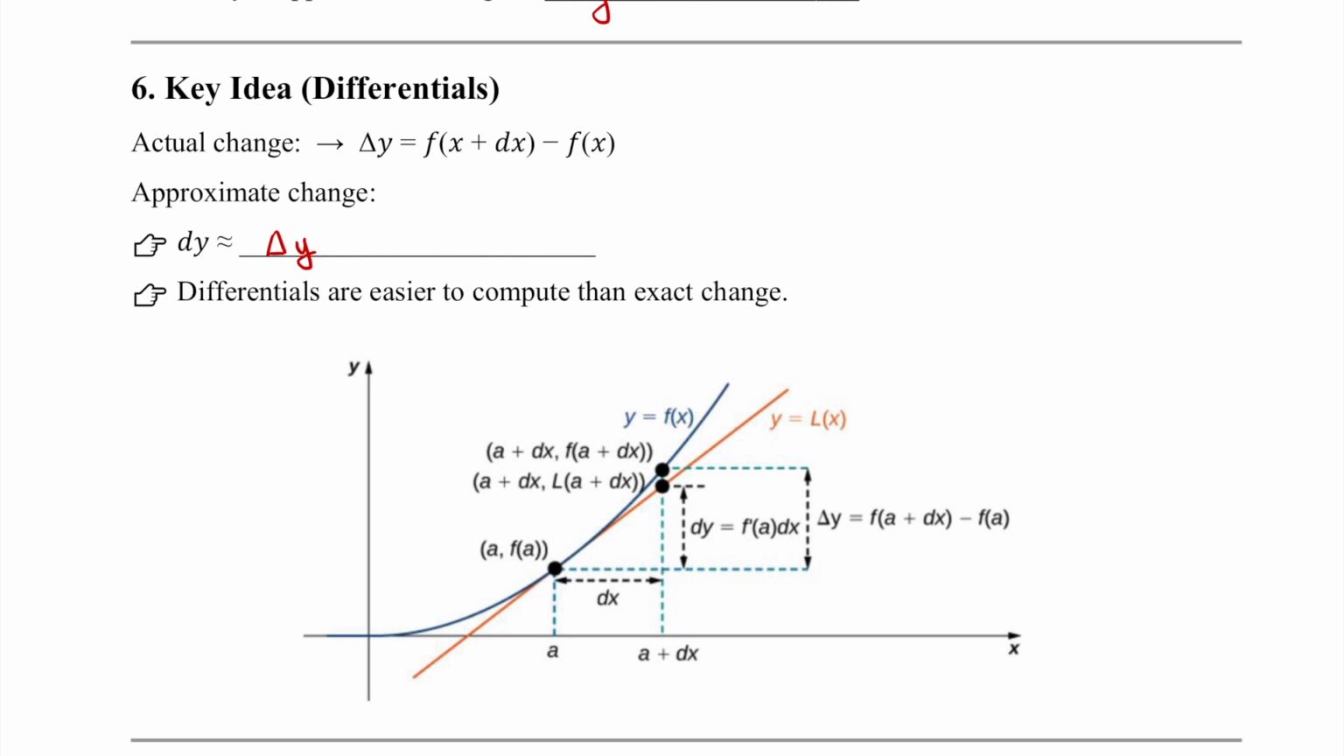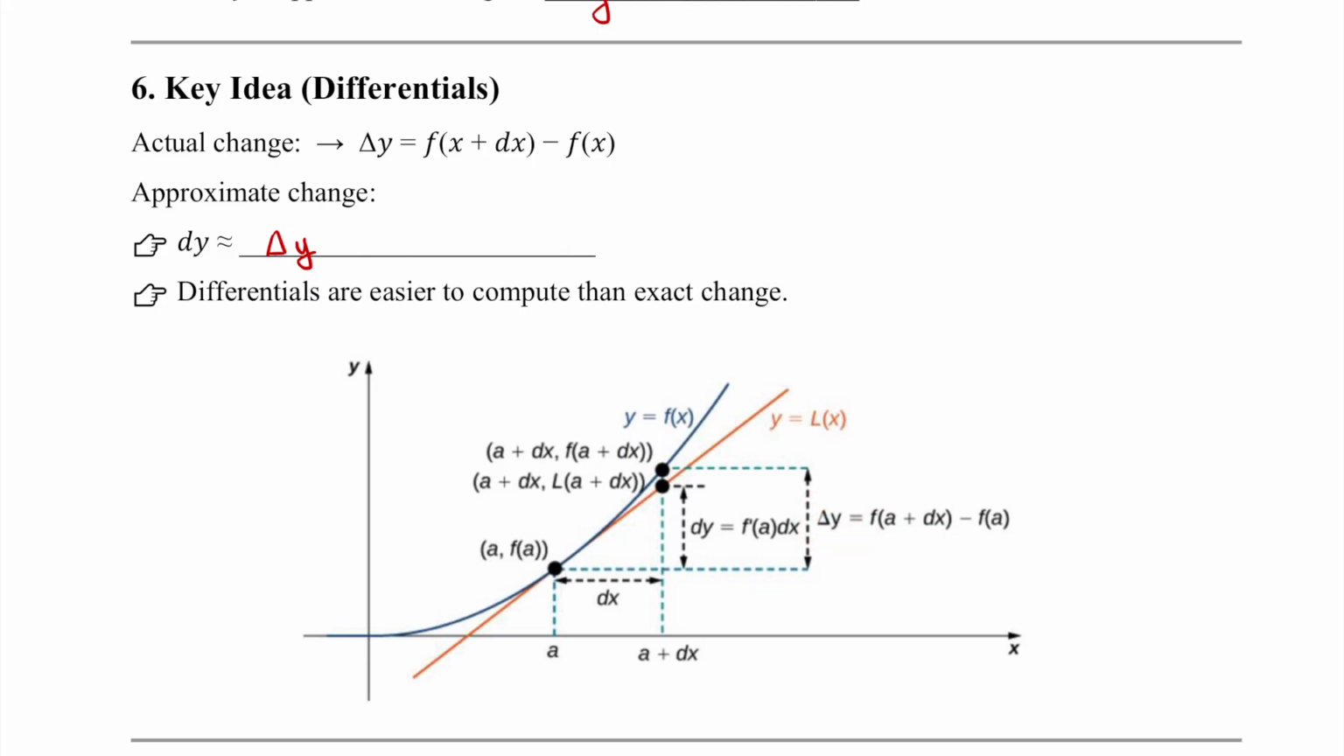The second x value is a plus dx. And a point on the graph is this point. The x-coordinate is a plus dx, and the y-coordinate is f of a plus dx. The difference between these two x values is the change in x, which is dx. If I take the y value of this point, subtract the y value of this point, which is f of a plus dx minus f of a, that is the actual change in y, which is delta y.